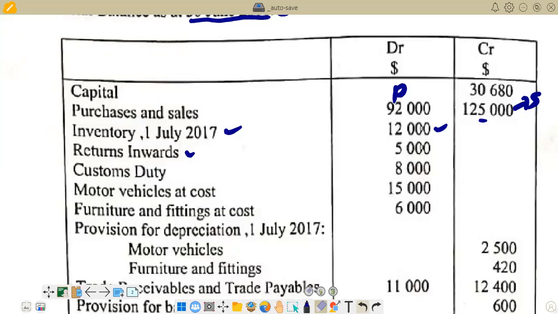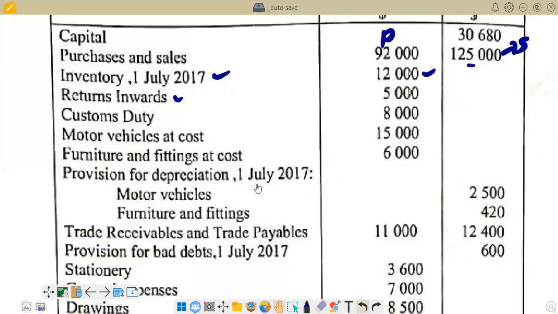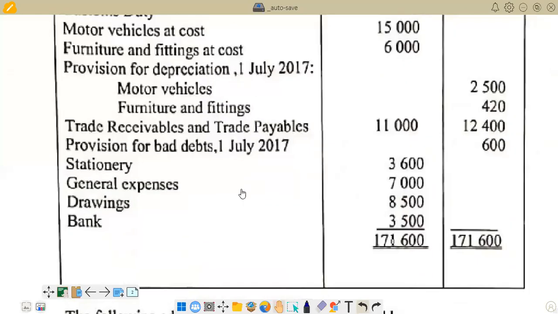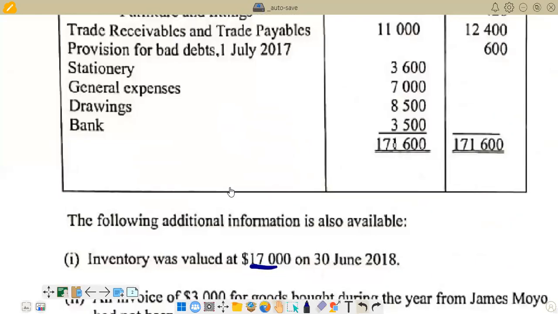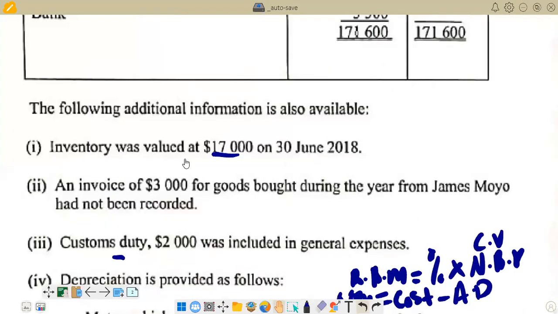Right. When we come to the additional information, we had something that was omitted, if you still remember. So that's important of you to go through the additional information before you answer the question. You can remember that there's an adjustment concerning a certain entry that you are making. So we come here, an invoice of 3,000 for goods bought during the year from James Moore had not been recorded. Remember, we said this one we are going to add to purchases, and then we are also going to add to the trade payables in the balance sheet. So 3,000 we add to the figure that we have for purchases there, which is 92,000.